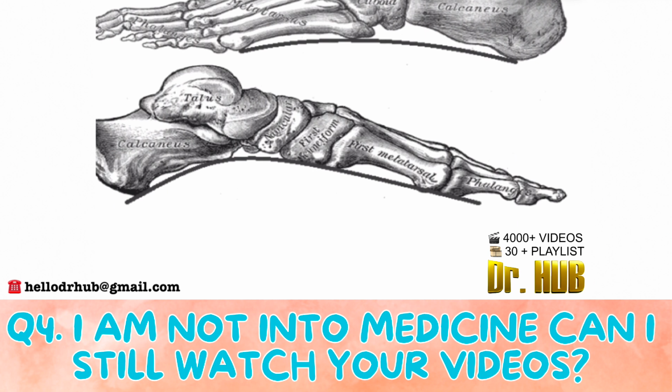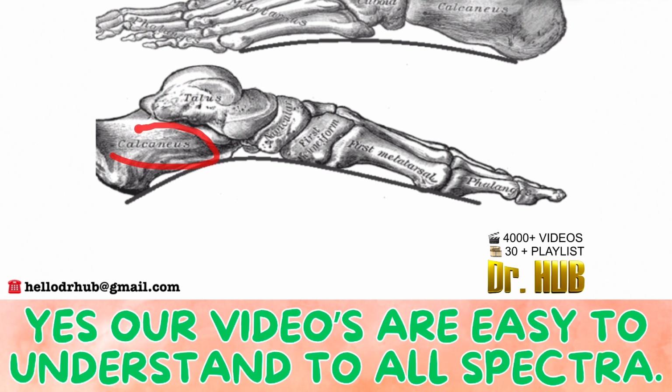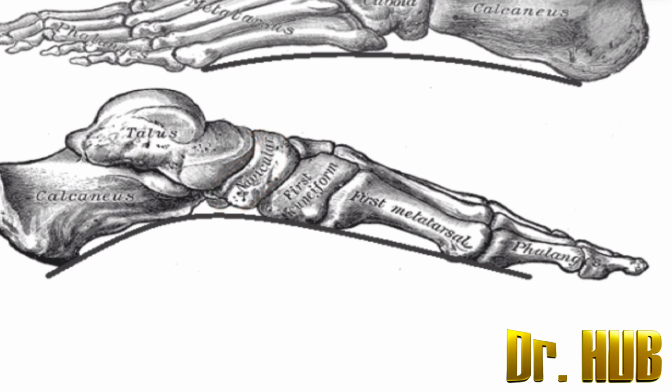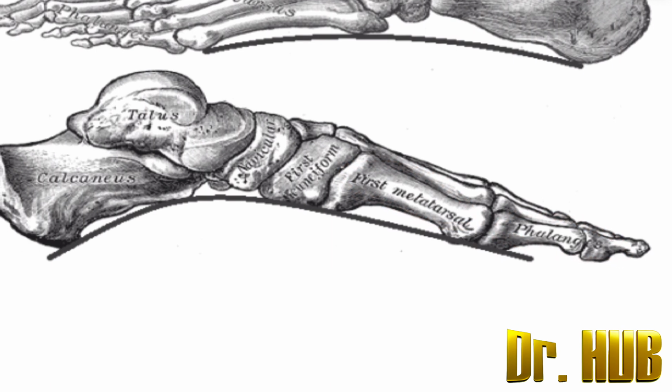On the other hand, in the next view, there is a calcaneus, there is presence of talus, there is also the navicular, there is a cuneiform, then the first metatarsal as well as the phalanges are seen. Now let's go on to comparing the medial longitudinal arch and the lateral longitudinal arch.